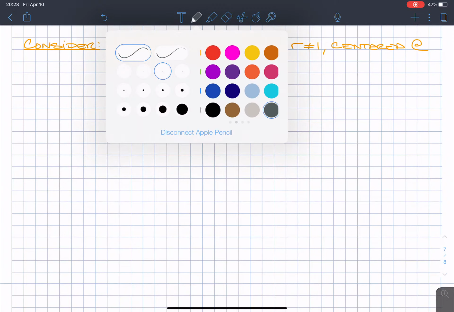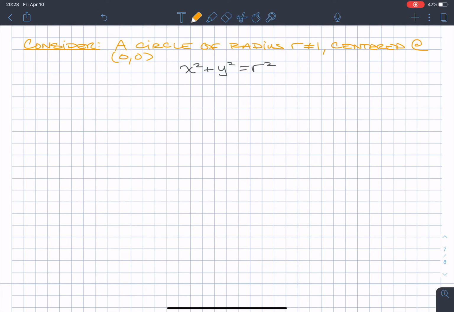So then, what do we have? The concentric, meaning it has the same center, the concentric unit circle S1 has equation.